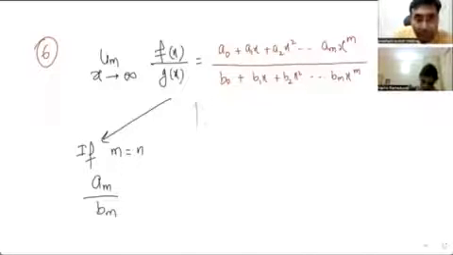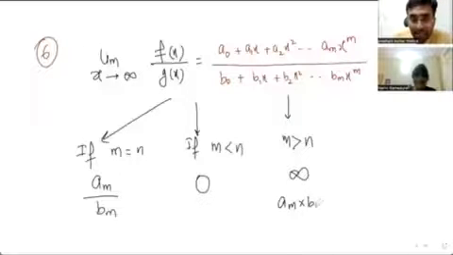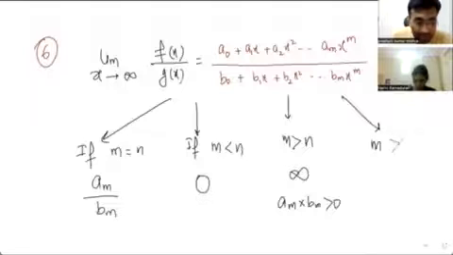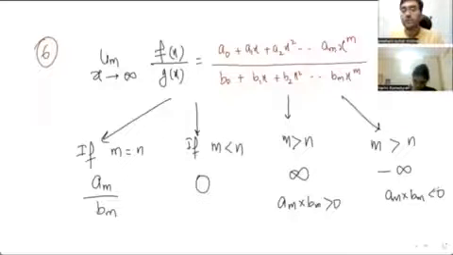Next thing is, if m is less than n, the answer is 0. If m is greater than n, the answer is infinity, in that case when am times bm is greater than 0. And the last condition we have, if m is greater than n, it is minus infinity when am times bm is less than 0.